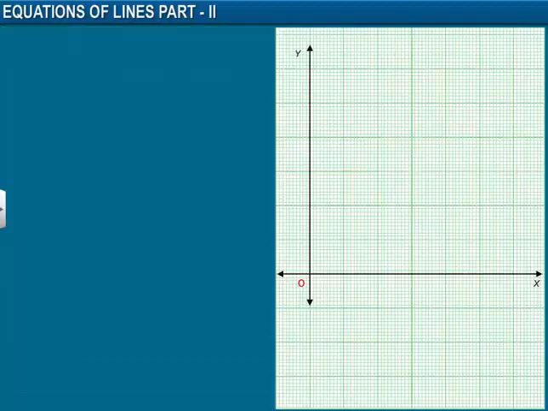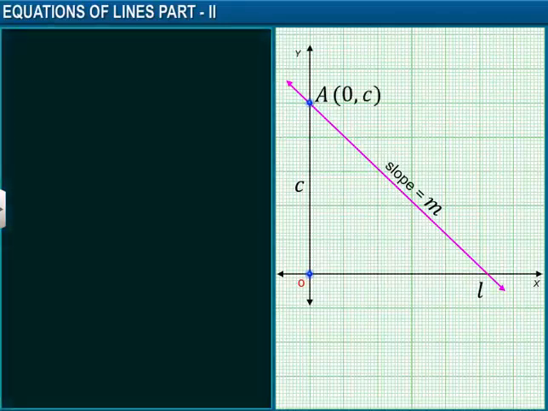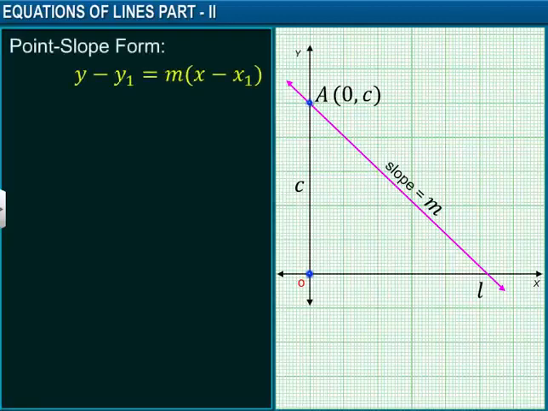The equation of a line having a given slope and either an x-intercept or a y-intercept can be represented using the slope-intercept form. Consider a line L with slope m that intersects the y-axis at a point A, which is at distance c from the origin. This means that the given line passes through the point (0, c). We already know the point-slope form of the equation of a line with slope m passing through a given point (x1, y1).